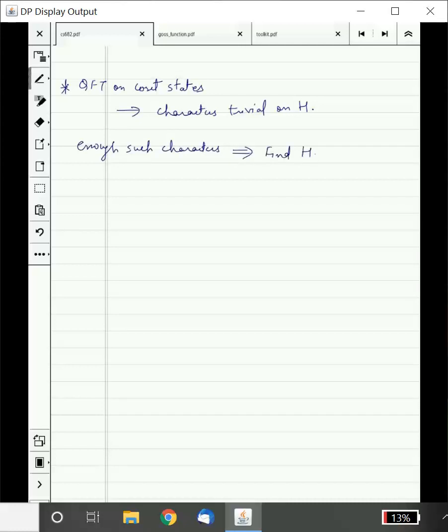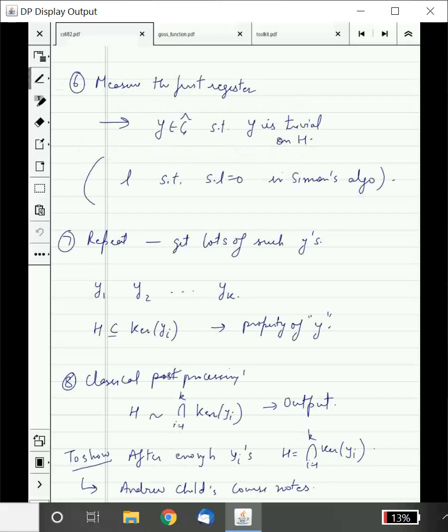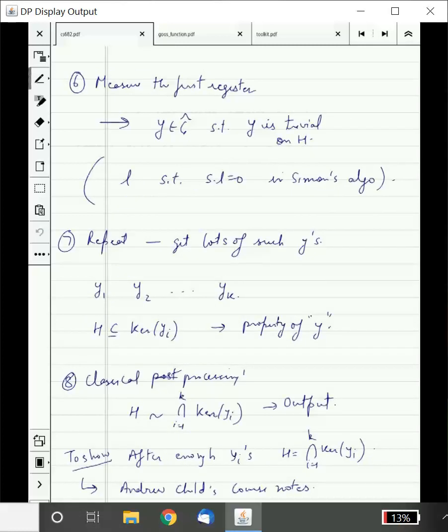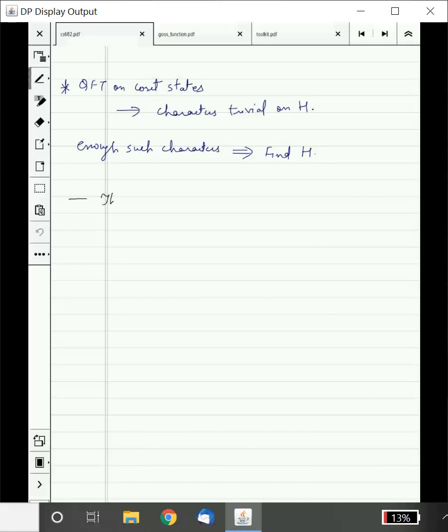A few comments on this algorithm. One is that if you look at the state, this was the amplitude and chi yg was just a phase of this amplitude. In other words, the probability of getting a trivial character y actually was independent of which coset state I had. That is very interesting. This is saying that every character I will get with equal probability independent of whatever coset state I started with.